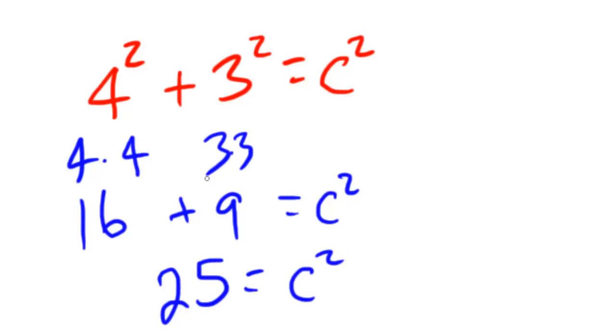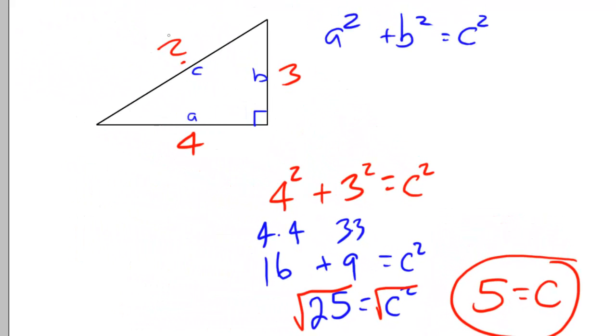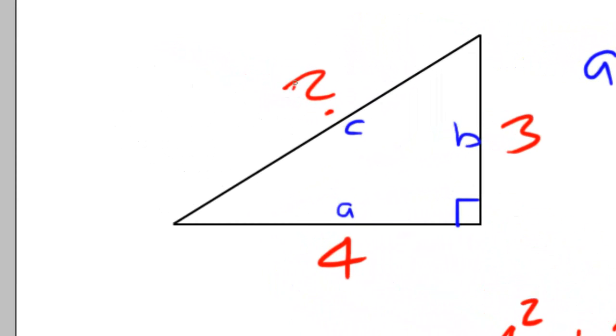What we can do now is square root both sides. So the square root of 25 is of course 5. And c squared becomes simply c. And now we know the length of the hypotenuse. So A is 4, B is 3, and now this becomes 5. That's the answer.